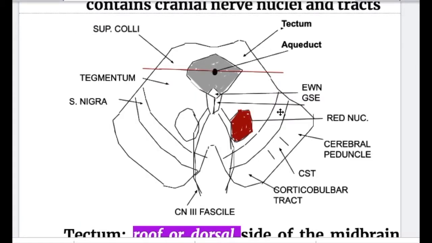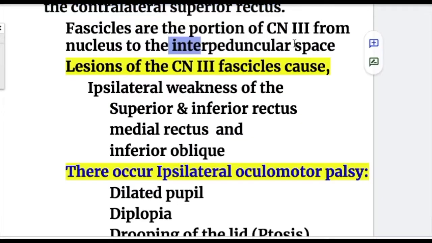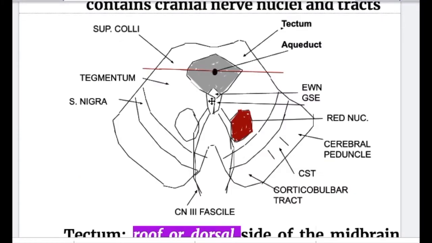In the middle is the substantia nigra, and these are the nuclei: the third nerve nucleus, the Edinger-Westphal nucleus, the parasympathetic nucleus, and the general somatic efferent nucleus that controls the extraocular muscles. And these are the cranial nerve 3, oculomotor nerve fascicles. Fascicles are the fibers of the oculomotor nerve. They arise from the nucleus up to the interpeduncular space. The fibers that arise from the Edinger-Westphal nucleus are parasympathetic.